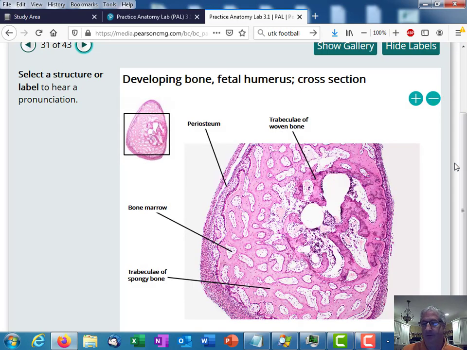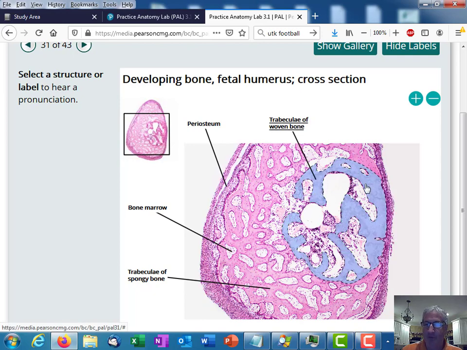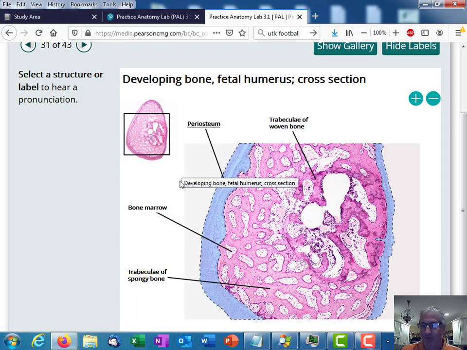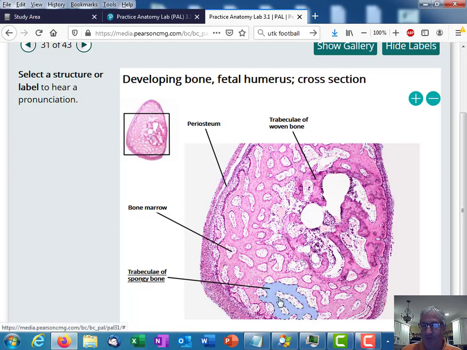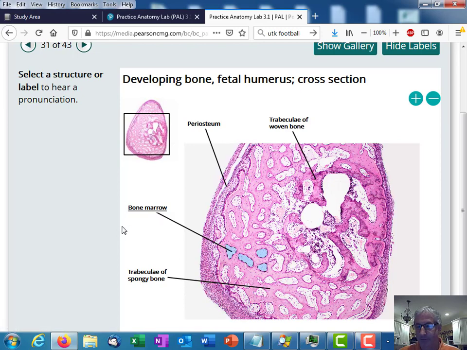And we're looking at a higher magnification view of the fetal humerus. So you can see the trabeculae here, and they go on through all the way up through here. There's bone marrow in between, the same things that we were showing on the previous slide. Here's your periosteum, and here's your trabeculae of woven bone in here. Okay, so you can see the trabeculae of the woven bone is a different color than the trabeculae of the spongy bone there, and it has those disorganized collagen fibers in it.